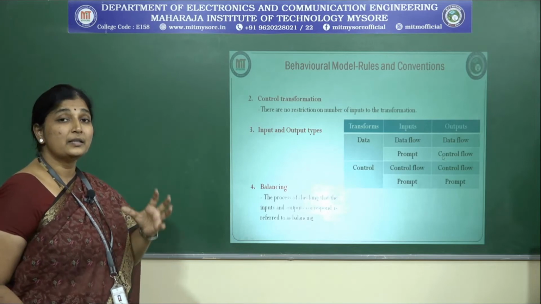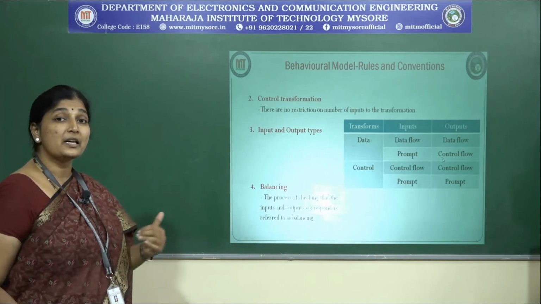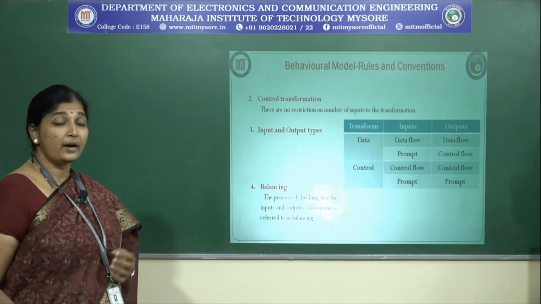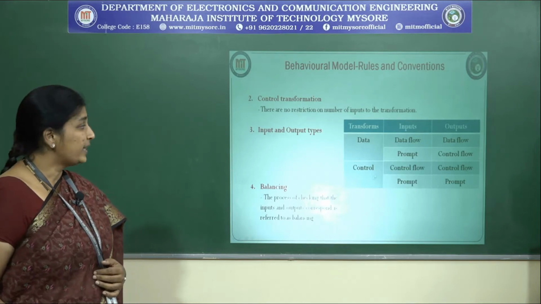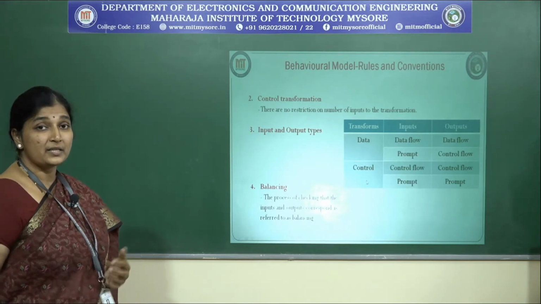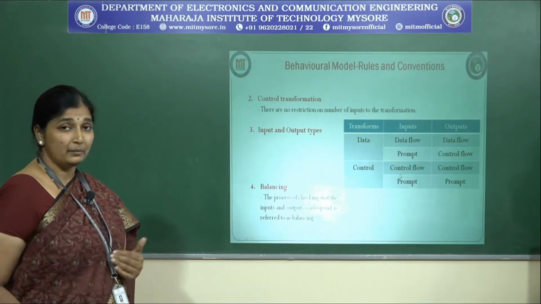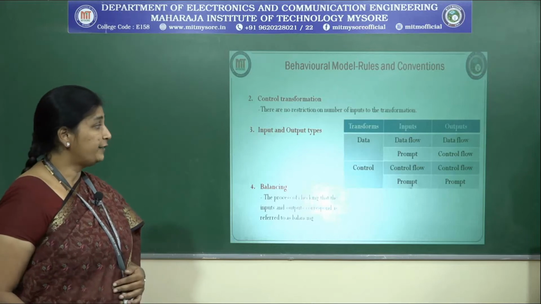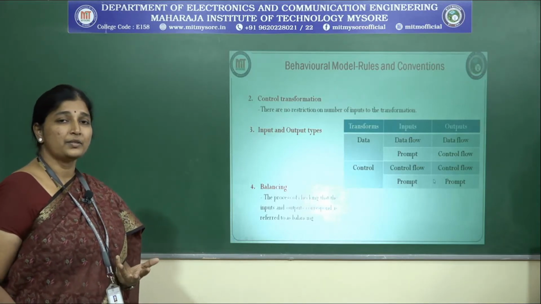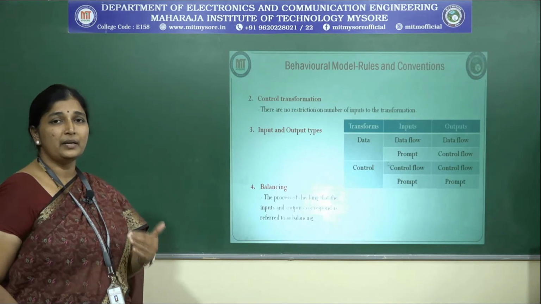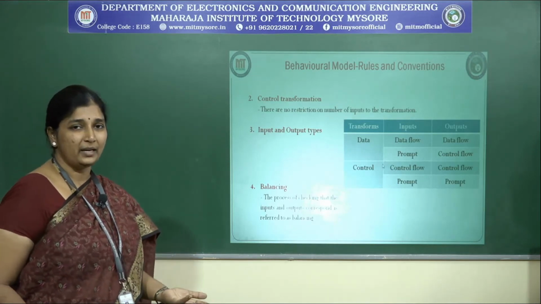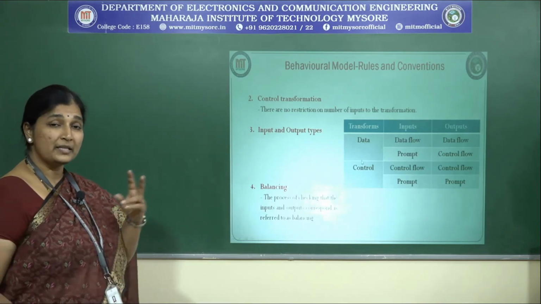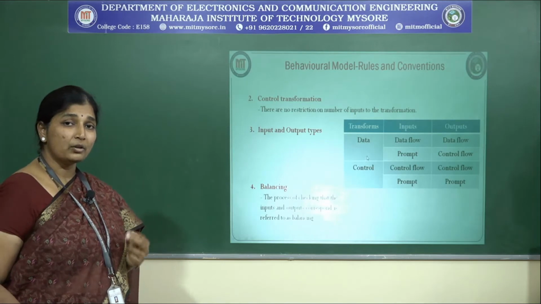What will happen? A certain operation is performed. So what is happening? There is a control flow as an output, correct? So if the input is a prompt, then you have a control flow, fine. Then if you have a control transformation at the input level, the control flow could be taken as a control flow. And if it is a prompt, again, it is taken as a prompt. So if it is a control, if it is enable, it will be enabled and the output also will be enabled. Fine. So this is all about your input and output types.